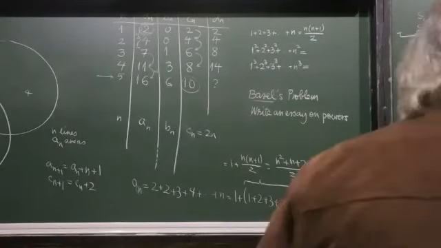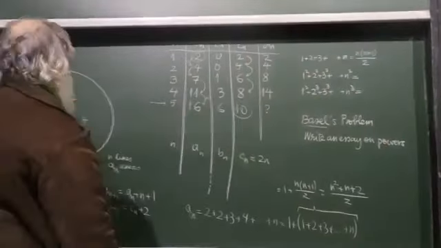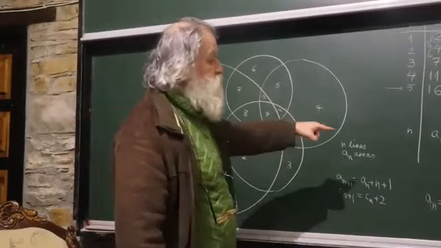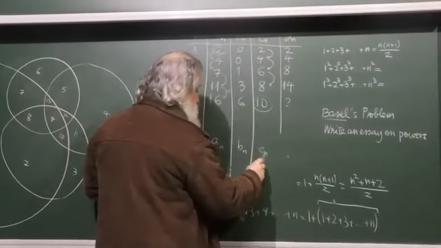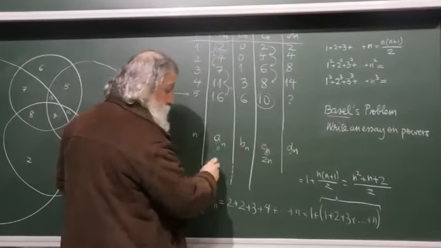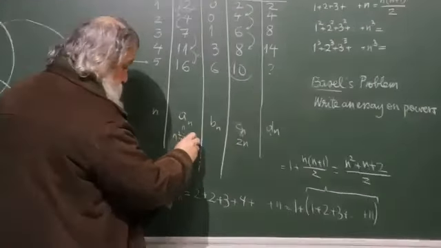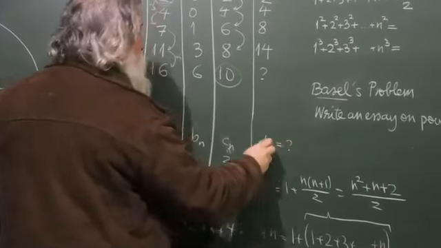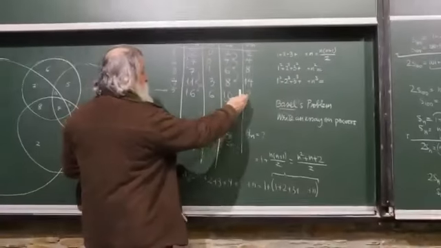Okay, so I have two homeworks. First of all, with circles, when you do the same problem with n circles, this is called d n. And this number was n squared plus n plus 2 divided by 2. What is d n? Can you find the formula for d n? Can you guess this number here, for example?